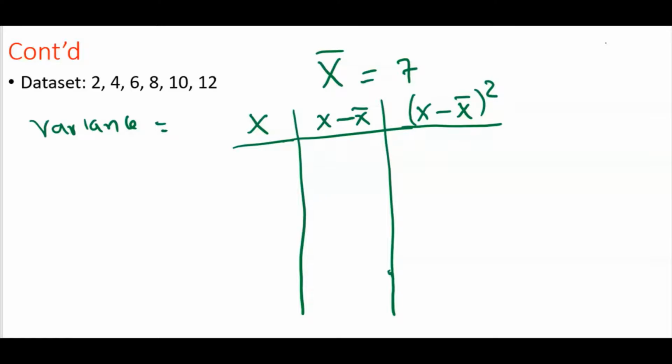So we have the first values as 2, 4, 6, 8, 10, and 12. These are our dataset. What we have to do is find x minus x bar, which is the mean. So in this case that is 2 minus 7. Let me give myself enough space here.